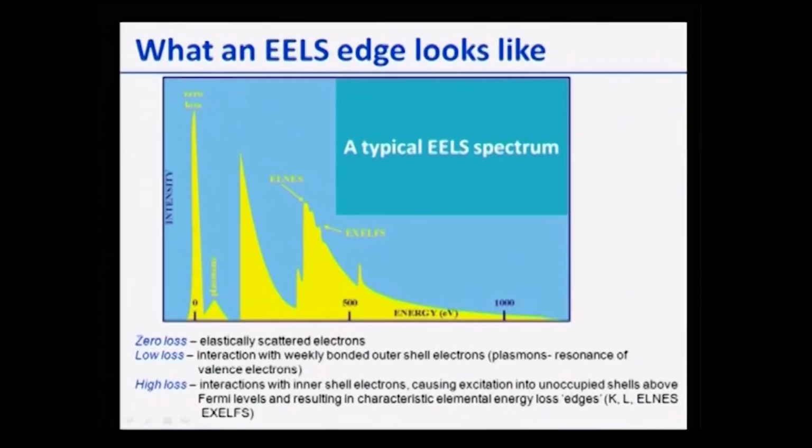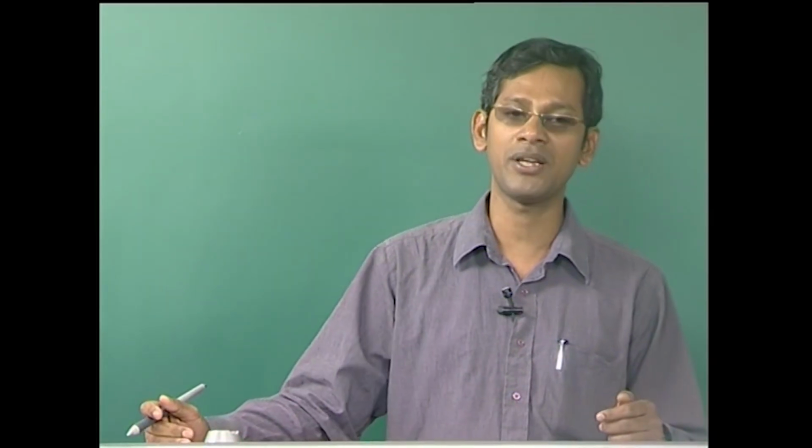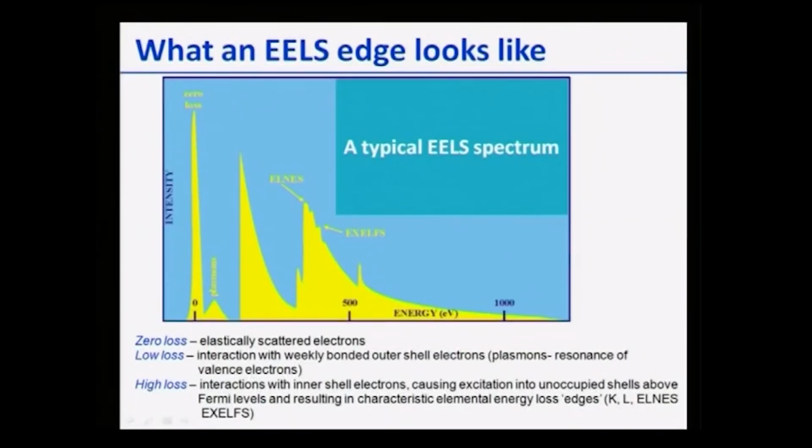I will show you the EELS spectra. Yes, the zero loss in the EELS spectra corresponds to elastic scattering. That means the electrons which have passed through, and any electron microscopist will tell you that a large number of electrons pass through the sample. So, this particular peak in the EELS spectra has very high intensity. In fact, this is the highest intensity.